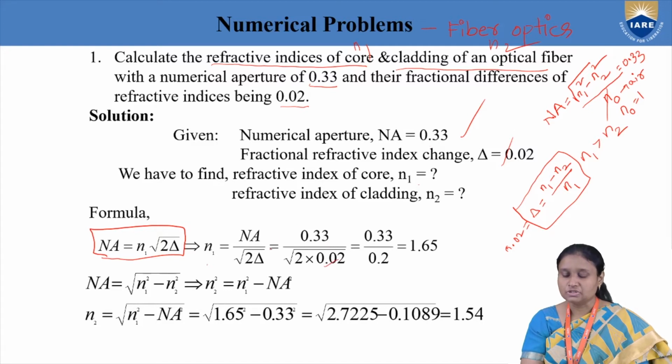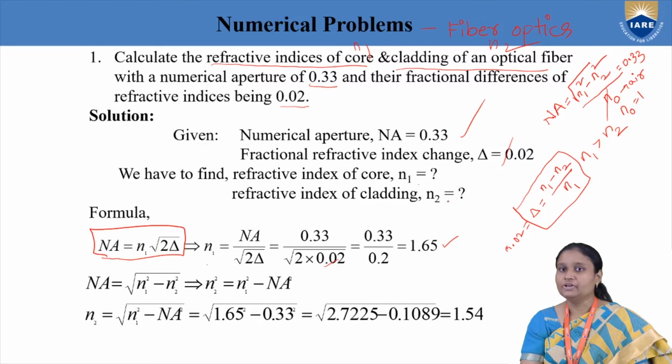If I make these substitutions in this formula, I'll end up having refractive index of core as 1.65. So in order to find the refractive index of core, I am making use of this formula for numerical aperture, which is given as n1 square root of 2 delta, where n1 is refractive index of core and delta is fractional change in refractive index. Then next, now what else we need to find? We got value of refractive index of core. Now we have to find refractive index of cladding.